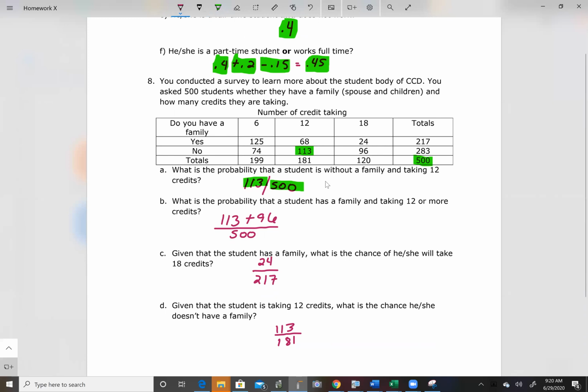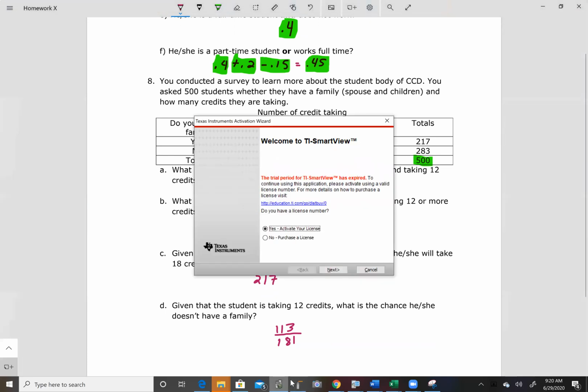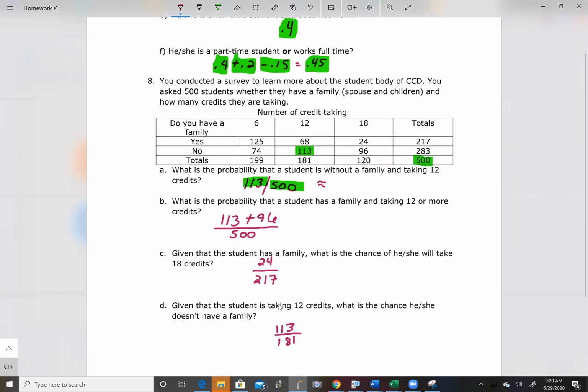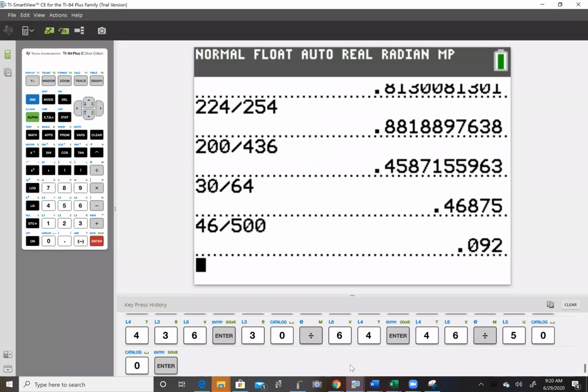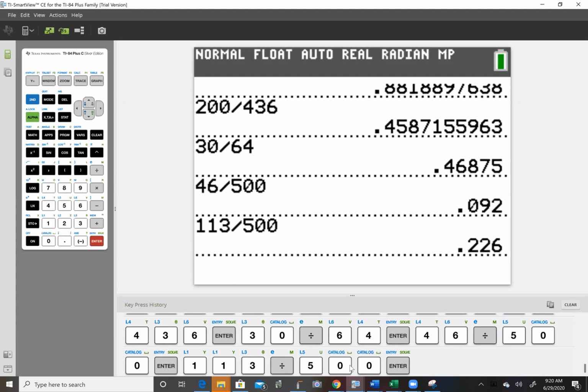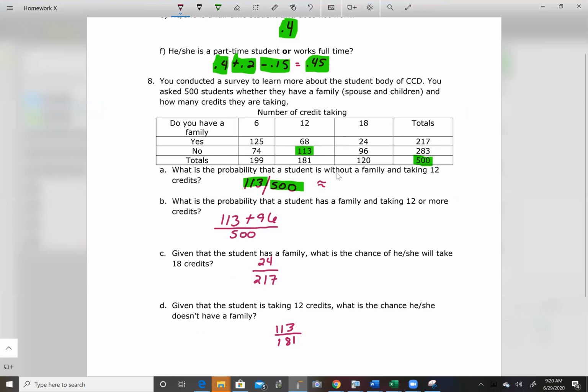And we can go ahead and do the math. Yes, I'm sure. So 113 divided by 500 is 22.6%. And that's just a straight up equal sign since I didn't round.